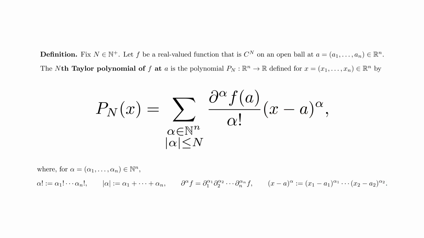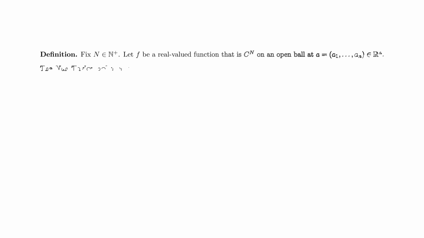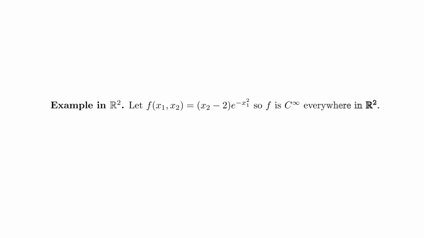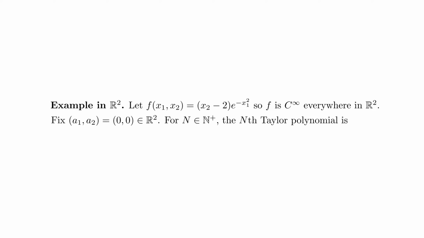Before continuing with this video, I encourage you to read an introduction to these formal definitions along with some computational examples. That said, let's next review an example to just make everything concrete. Our example will concern a two-variable function. Let f of x1, x2 be the function x2 minus 2 times e to the negative x1 squared. So this function f is C infinity everywhere. In other words, all of its higher order partials exist and are continuous. Fix the point a1, a2 to be the origin in R2.